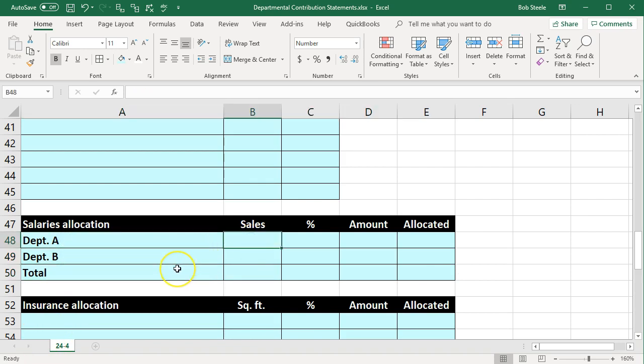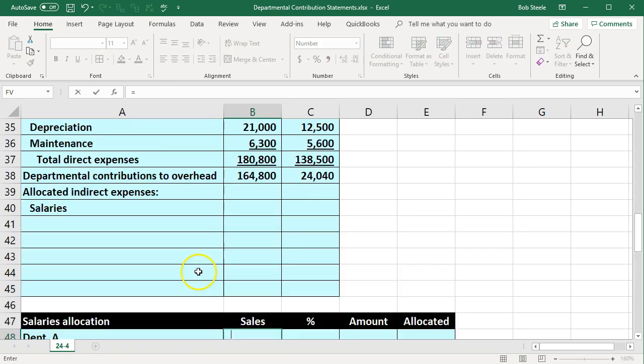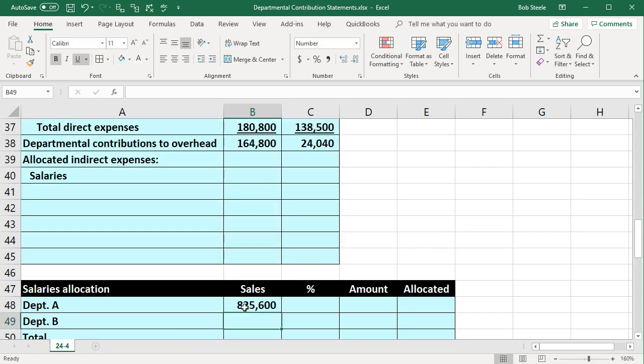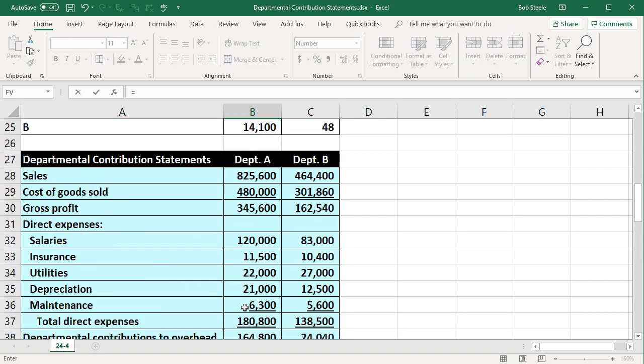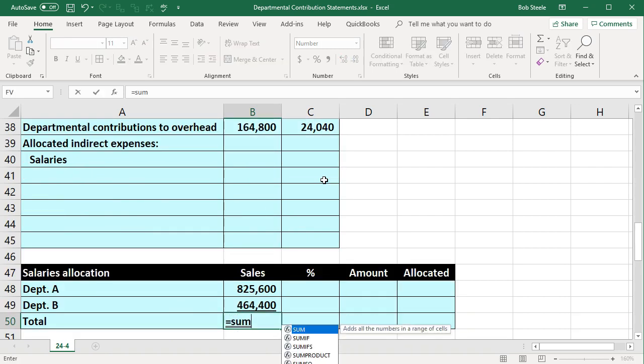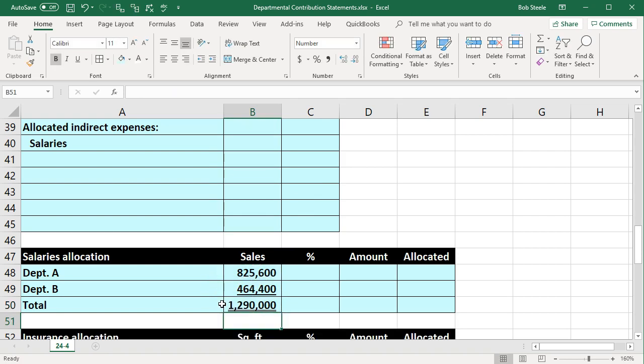And then we're going to pick up our sales. So sales for Department A will equal, scrolling back up, the 825.6, enter. For B equals, scrolling back up, the 464.4, and enter. And then if we add those up, the sum of those two, the 825.6 and the 464.4 is the 1,290,000.